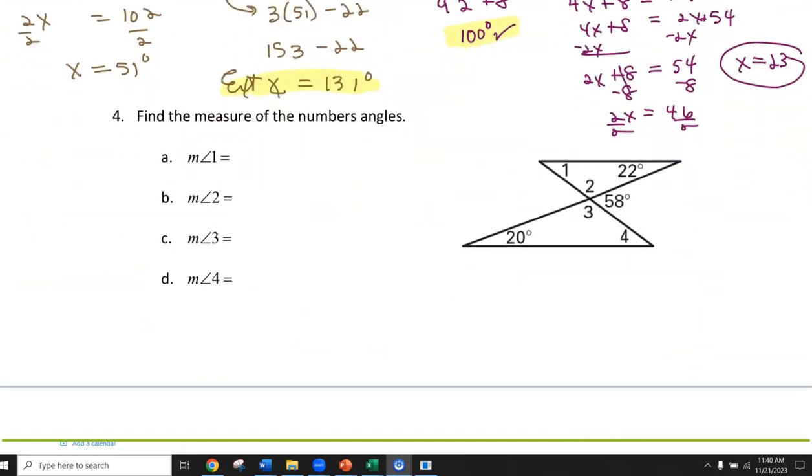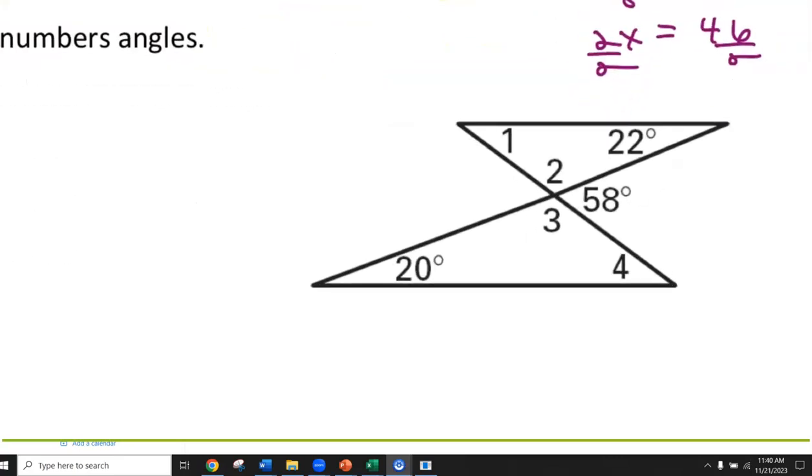Okay, this problem should just be fun because you can do all kinds of neat things with it. So let's start playing around. What do I know? Could I figure out what angle 3 is right here? I could, because those are a linear pair. So 180 minus the 58 is going to give me 122.